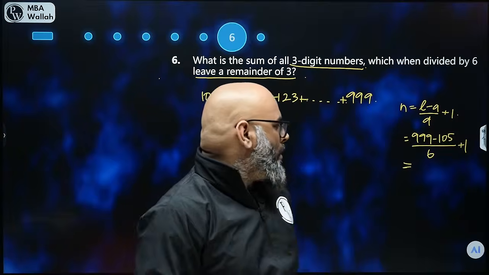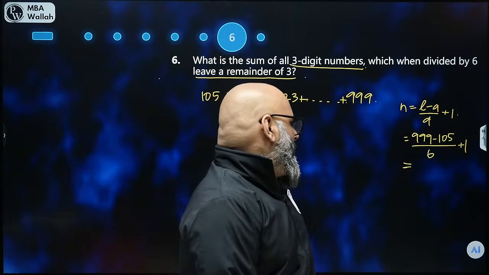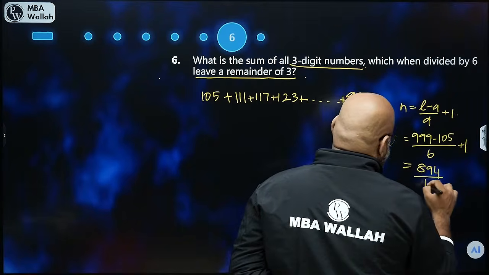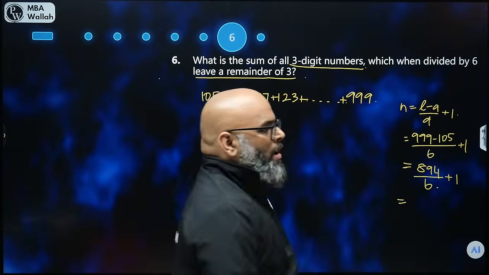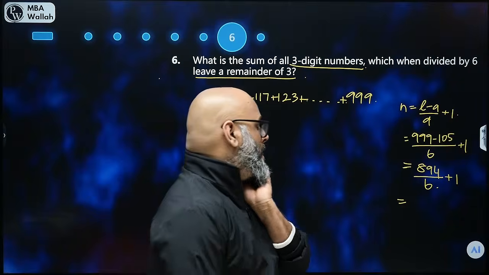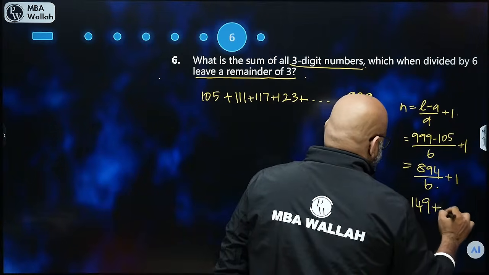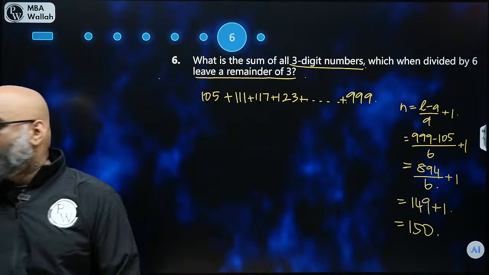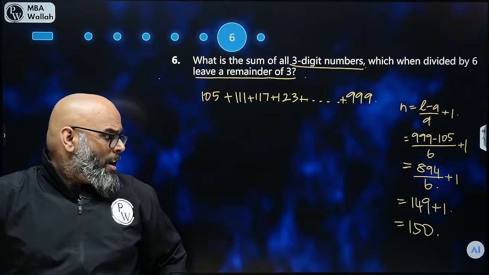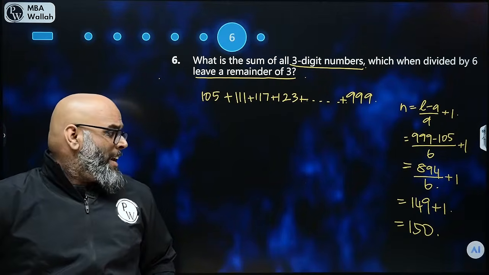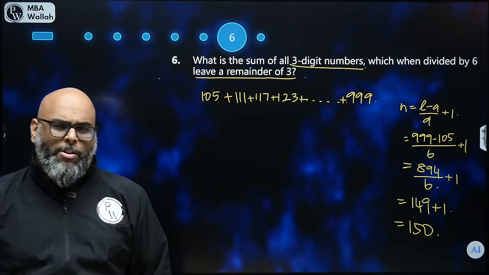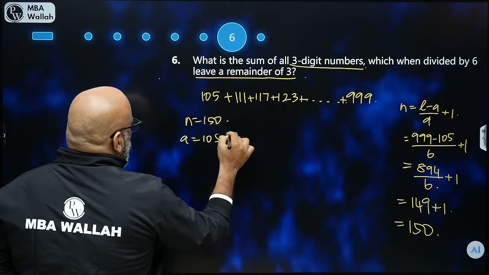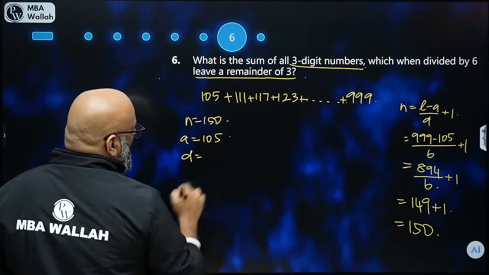999 minus 105 is 894. 894 by 6 plus 1. 150 is 900, so 149. 150 it is. There are exactly 150 terms in this. Solve for this. 900 is 150 times, so 894 is 149 times plus 1 is 150. So n is equal to 150, a is equal to 105, d is equal to 6.